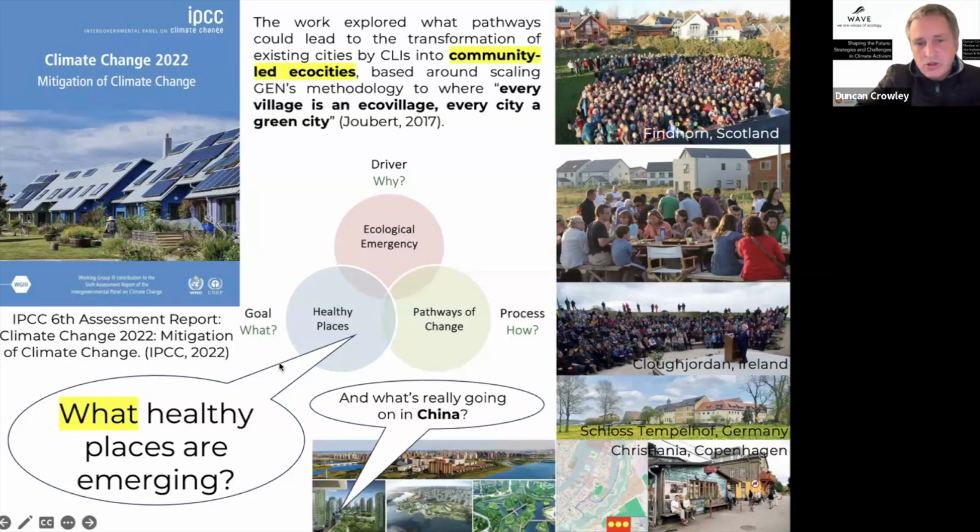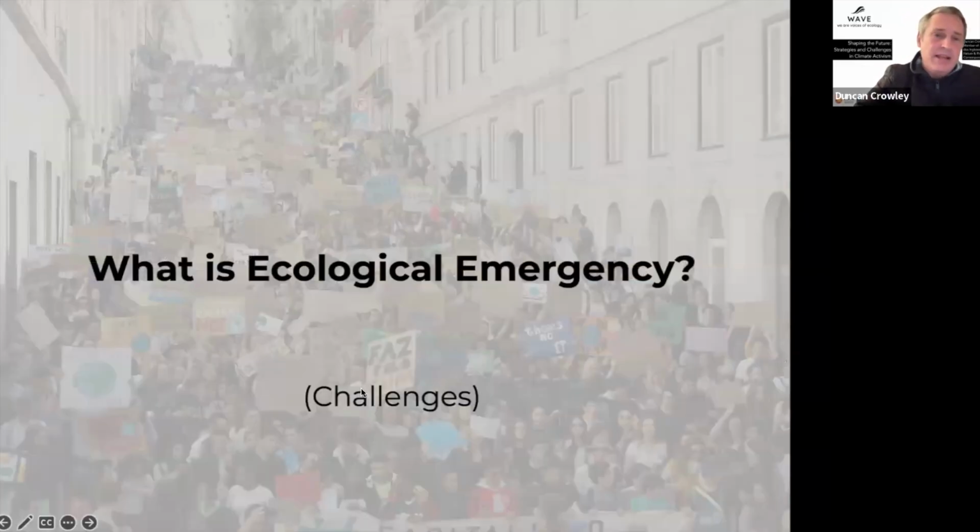So part of my research was looking at how we can bring these ideas from the villages to the cities. I'm not going to go into that. There's interesting things going on in China, but we're not going to go into that today, or maybe later.